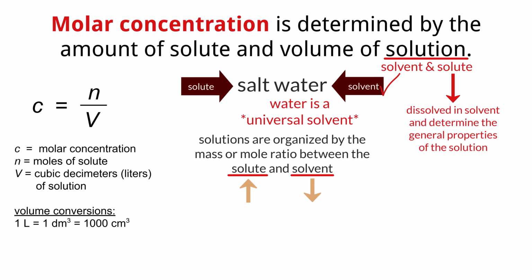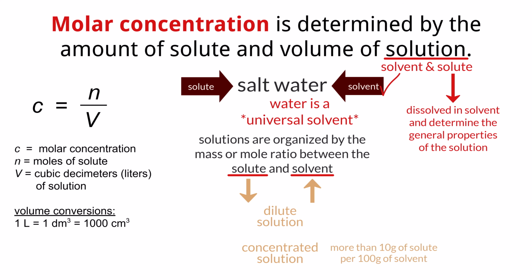Larger amounts of solute dissolved in the solvent create concentrated solutions, while smaller amounts of solute dissolved in solvent create dilute solutions. The rule of thumb used for this differentiation is that a solution is concentrated if there is significantly more than 10 grams of solute per 100 grams of solvent, while a solution is dilute if there is significantly less than 10 grams of solute per 100 grams of solvent.